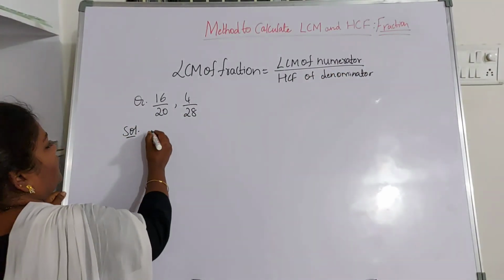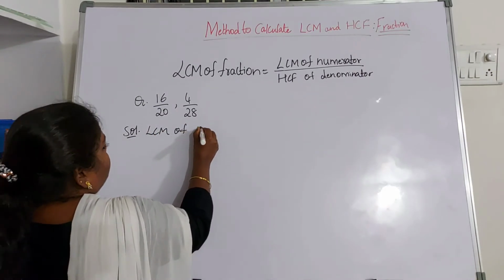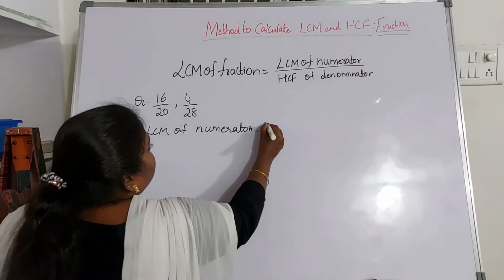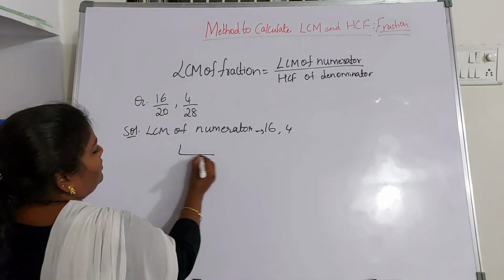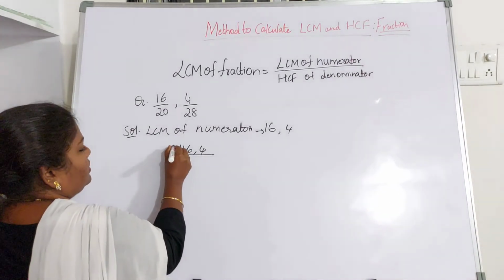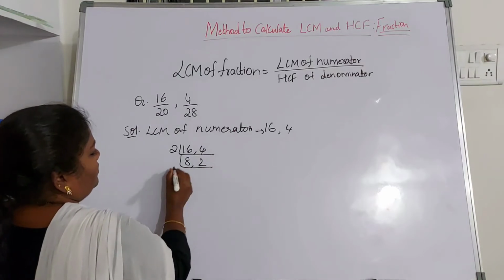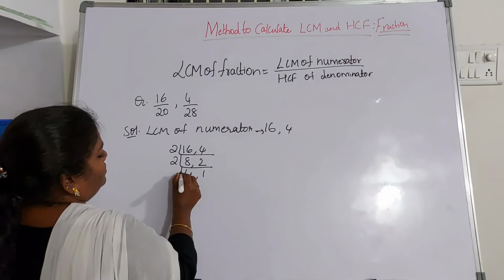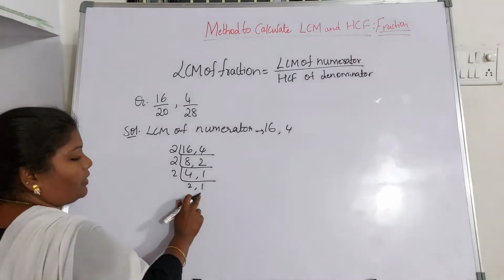Let me find out the LCM of numerators. The numerators over here are 16 and 4. Both are divisible by 2, so 2 8s are 16, 2 2s are 4. Again it can be divided: 2 4s, 2 1s. Now 2 2s. Divide until you get a prime number.